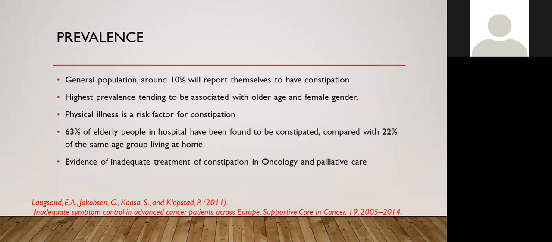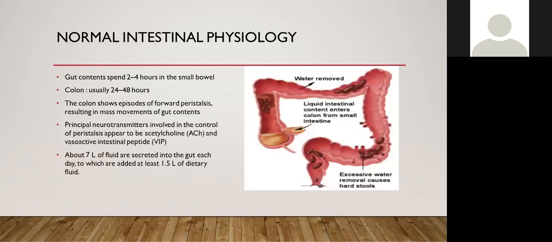It's common in the general population. The important thing to remember is physical illness is a risk factor for constipation. They've shown in a study comparing elderly people living in hospital, 63% of elderly people in hospital were found to be constipated as compared to 22% of the same age group living at home. So once you become ill and reach a hospital, you tend to become more constipated. Next slide.